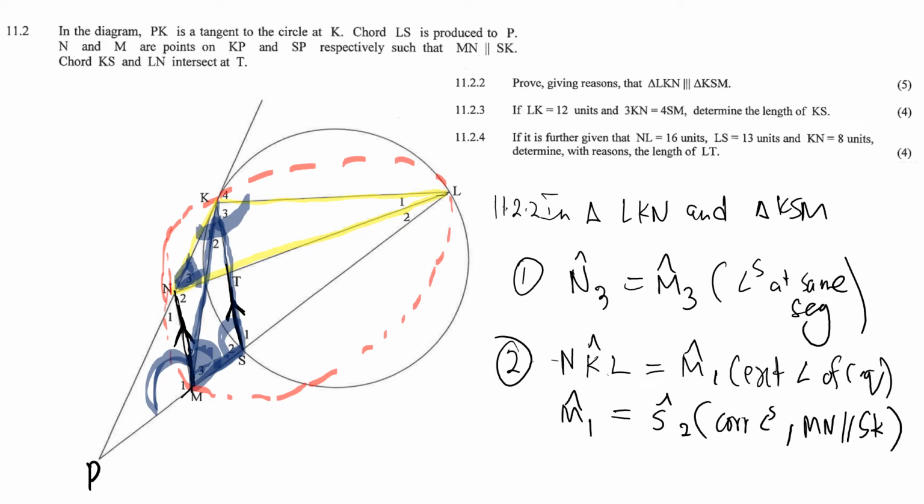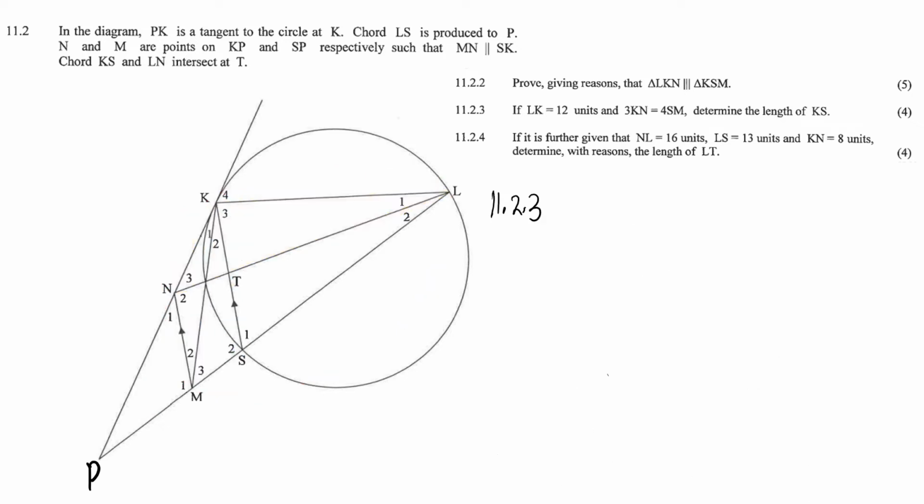You don't need to write that. You can write that if you want, but after getting the two, you can just simply conclude: therefore triangle LKN is similar to triangle what? KSM by what? Angle. All right. Okay, let's now go to 11.2.3.